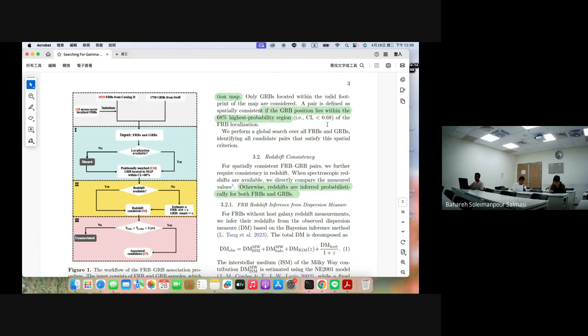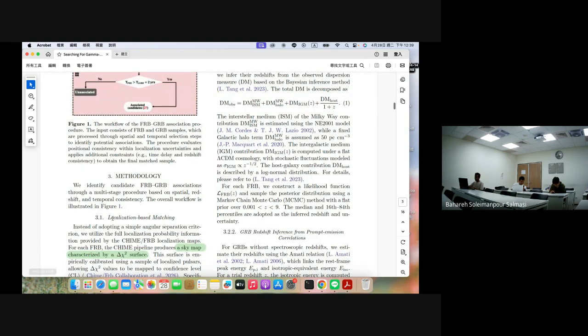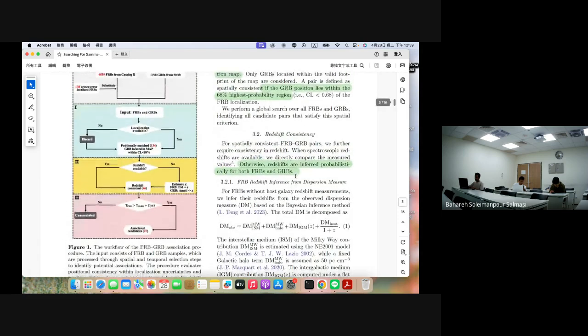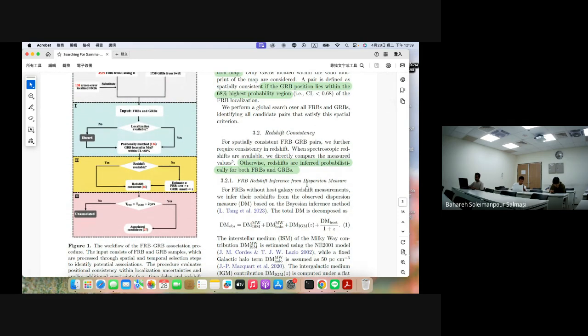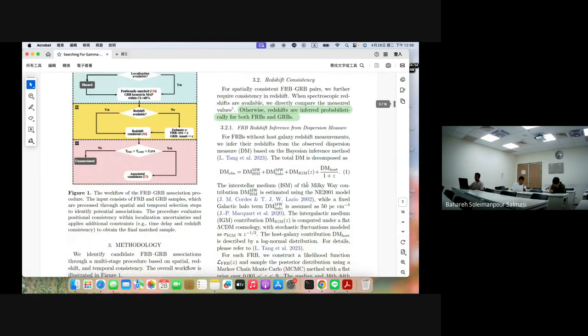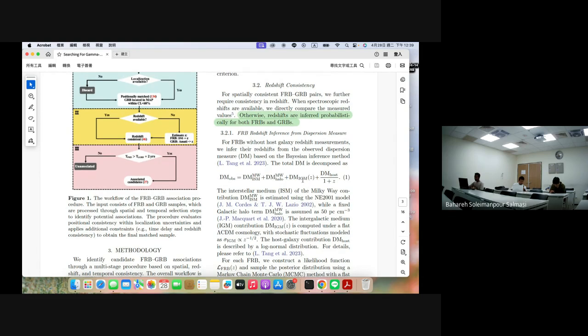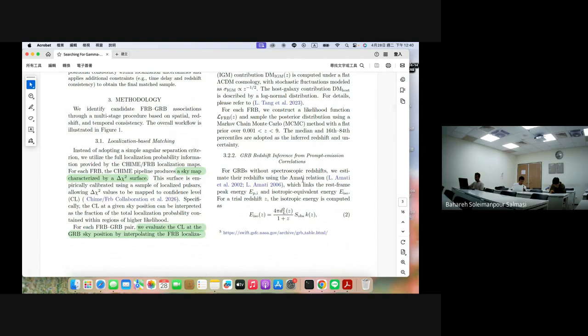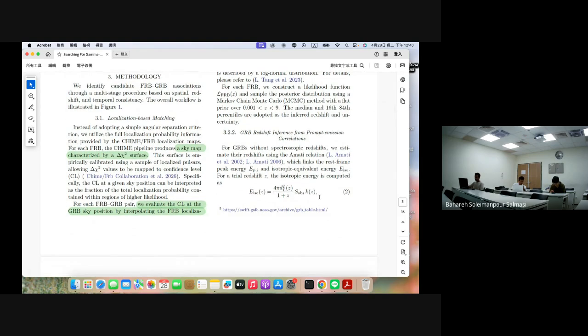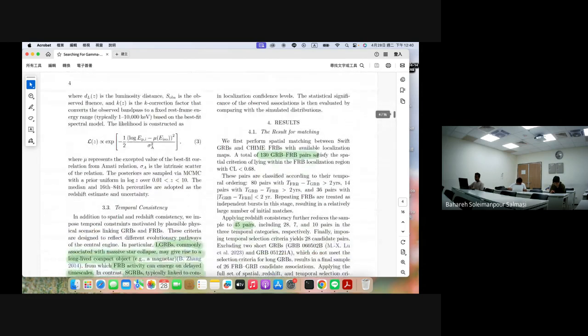After the localization-based matching, there are 130 pairs of FRB and gamma ray burst. And they consider the redshift consistency. They infer the FRB's redshift from the observed dispersion measure, and for the gamma ray burst's redshift, they use a multi relation.